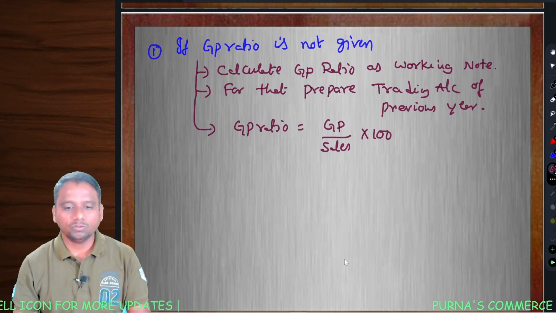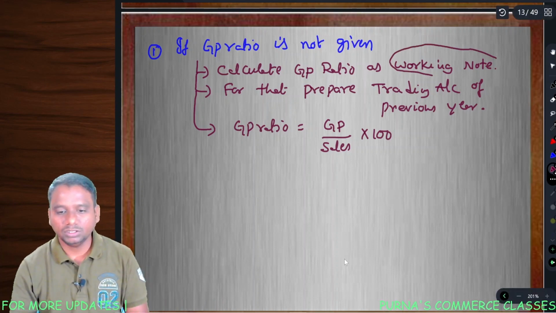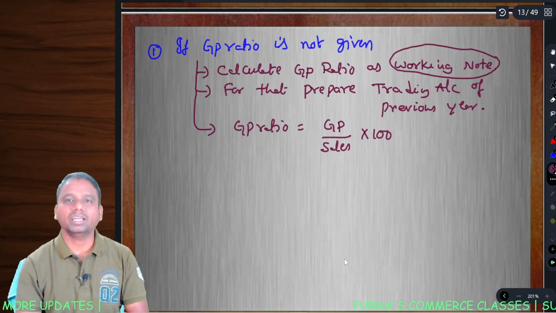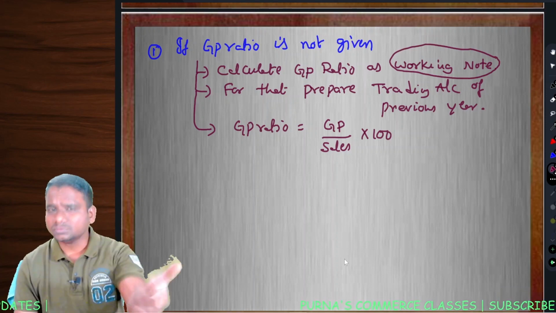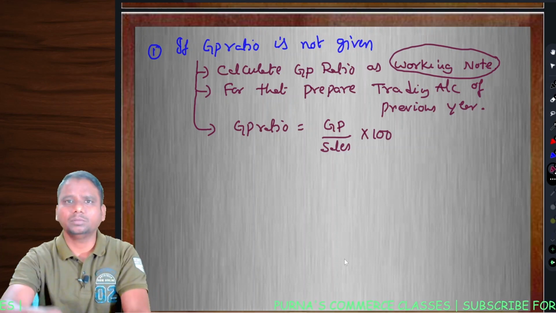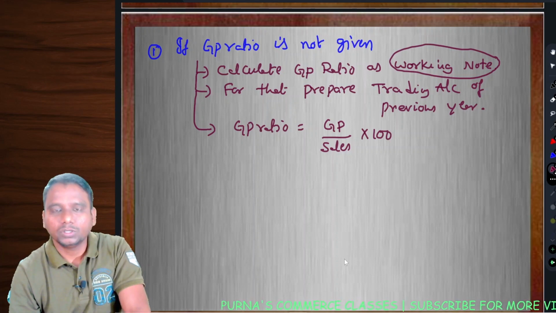So this is what a working note is. All these things we should do in the working note for calculation of the GP ratio. After calculation of the GP ratio, apply this GP ratio in the problem directly, in the memorandum trading account. Hope you understood.